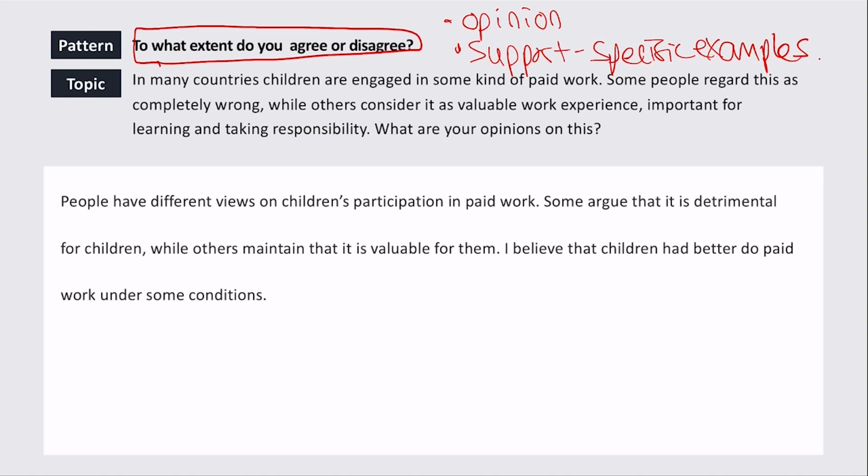Okay, so let's look at the topic. In many countries, children are engaged in some kind of paid work. Some people regard this as completely wrong, while others consider it valuable work experience, important for learning and taking responsibility. What are your opinions on this?